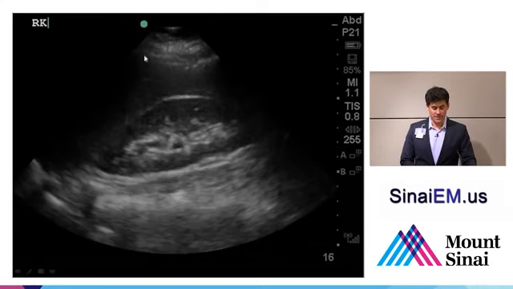Here again, we see liver in the near field, acting as a window for the acoustic energy. The next thing we see is this bright white Gerota's fascia surrounding the kidney, outer cortex, inner medulla, collecting system, these dark areas here.